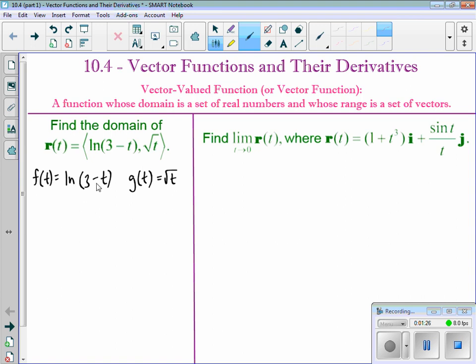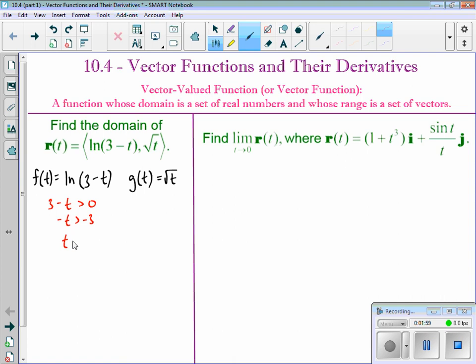What's true about the natural log of something? It has to be always positive. So this 3 minus t has to be greater than 0. Can it equal 0? No, you can't take the natural log of 0. So this is what we've got here. We would subtract the 3 over and then do what? When you multiply or divide by a negative, what do you have to do? Does anyone remember? You have to flip the sign.